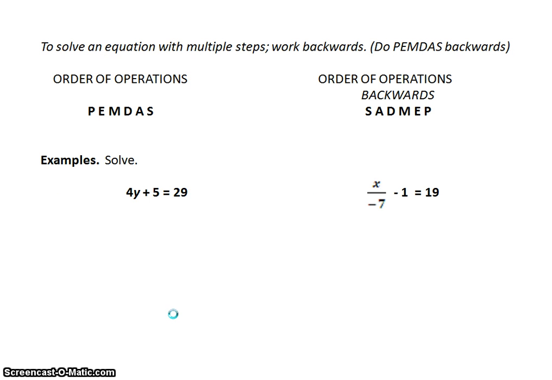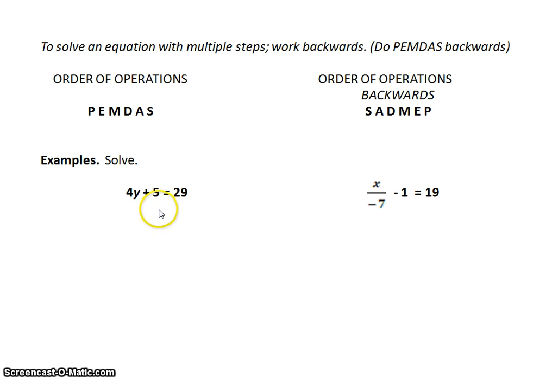To solve an equation with multi-steps, we're going to work backward. So do PEMDAS backward. Remember the order of operations? PEMDAS, please excuse my dear Aunt Sally, which stood for parentheses, exponents, multiplication, division, addition, and subtraction. But we want to solve an equation, and we want to isolate the variable. We can work the order of operations backward, or SAD-MEP. Subtraction, addition, undo those first, and then undo division, multiplication, exponents, and parentheses.